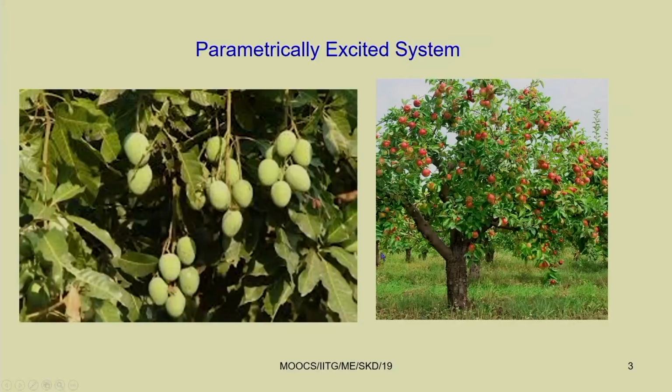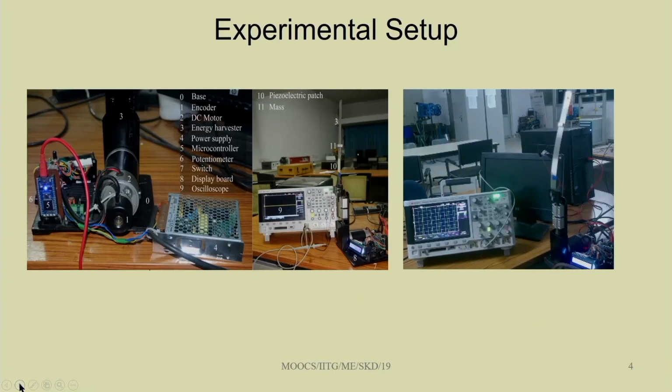You can apply this parametrically excited system in many applications, for example, for plucking fruits from a tree. You can shake the tree or the branch of the tree in one direction, but the fruits can come down due to the vibration in a direction perpendicular to the direction in which you are applying this force. So, there are many such applications.